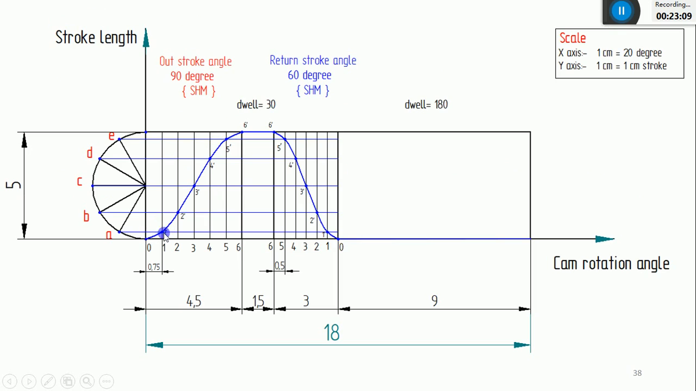So this is the rise, first dwell, return, and the dwell. Please mute your audio.